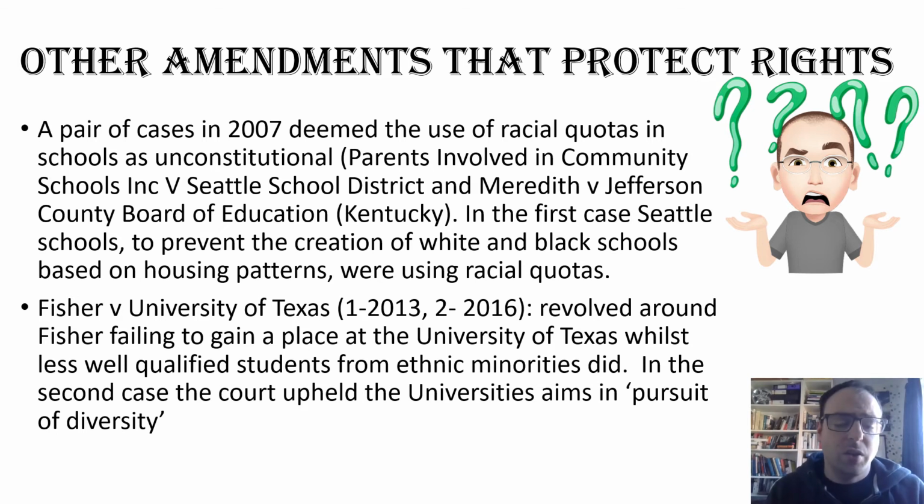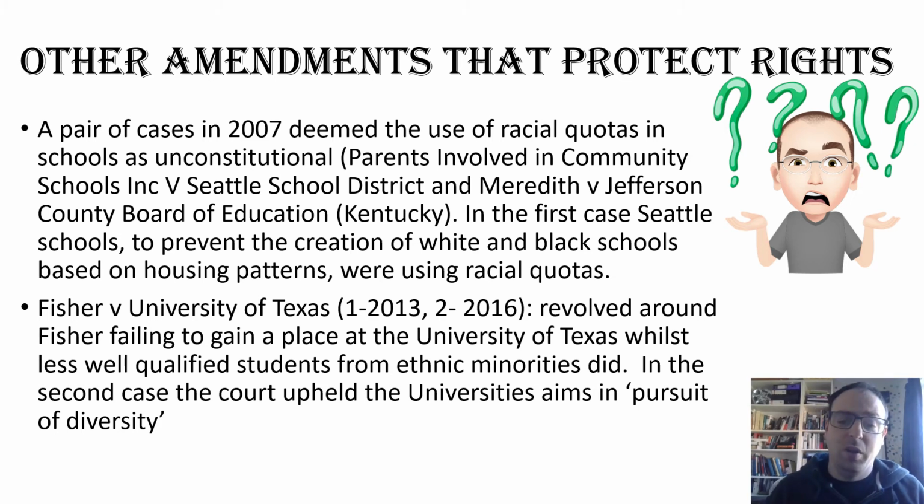Another recent case has been Fisher versus the University of Texas. There's two versions of this, one in 2013 and one in 2016, kind of a follow-up appeal. And it revolved around Fisher failing to get a place at the University of Texas, whilst less well-qualified students from ethnic minorities did. And part of this was down to, it wasn't a straight racial quota, which had already been deemed unconstitutional. It was about a point system which was allocated, and students from ethnic minorities automatically got, I think it was 20 points allocated to them.